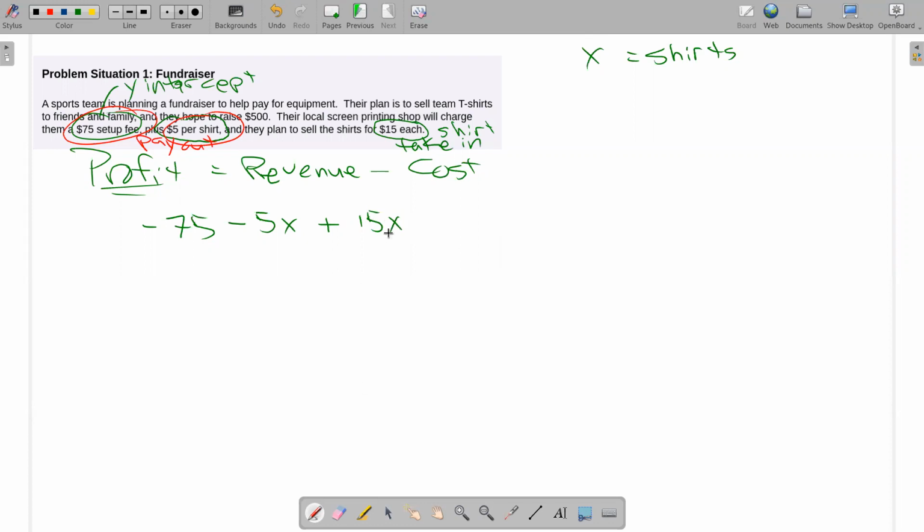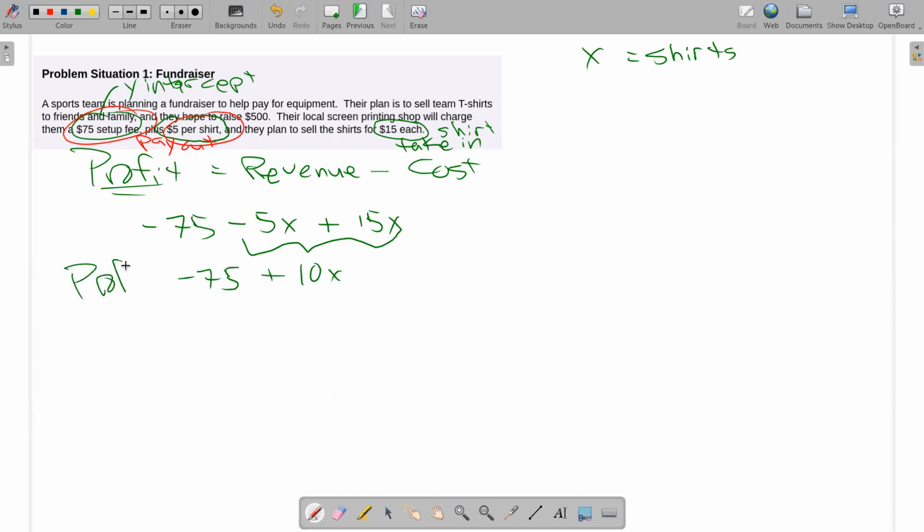So if I sold 100 shirts, that's 150 bucks. If I made 100 shirts, that's, sorry, not 150. If I sold 100, that would be $1,500. If I made 100, that would be $500 that it cost me, right? So when I put these two together, for each shirt, I lose 5, but gain 15, I net $10 per shirt, right? So that's my net, which is the profit. But always that 75 is out front.